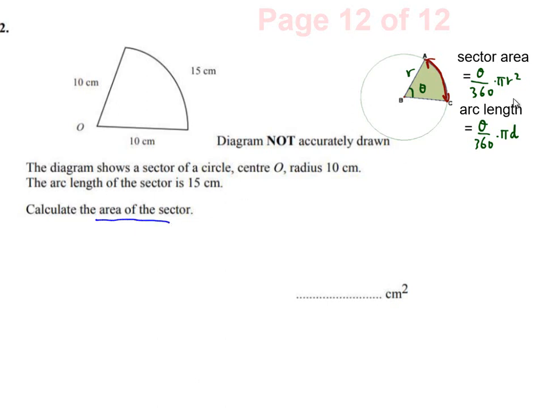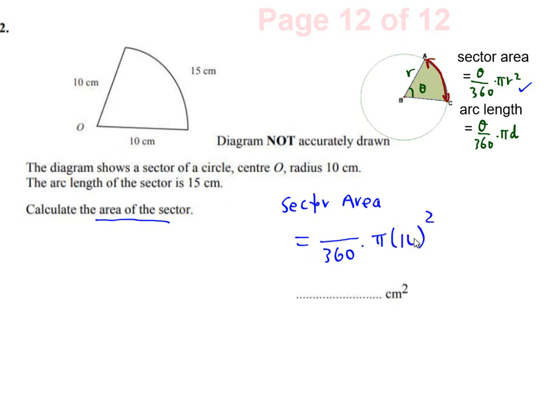To find the area of the sector, we know we have to use this formula: theta over 360 times pi r squared. We know what r is. R is equal to 10. But we do not know what the angle is. So let's write this down first. Sector area is equal to the angle over 360 multiplied by pi r squared.